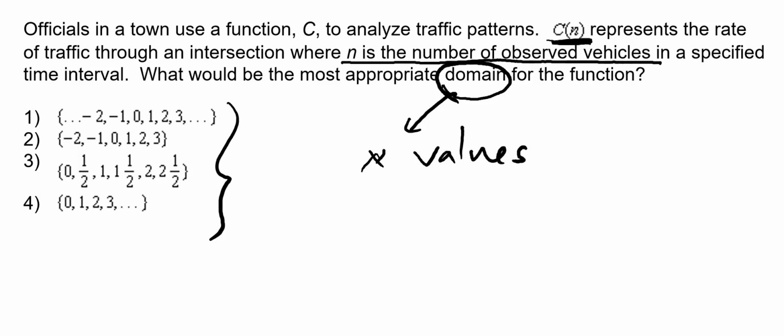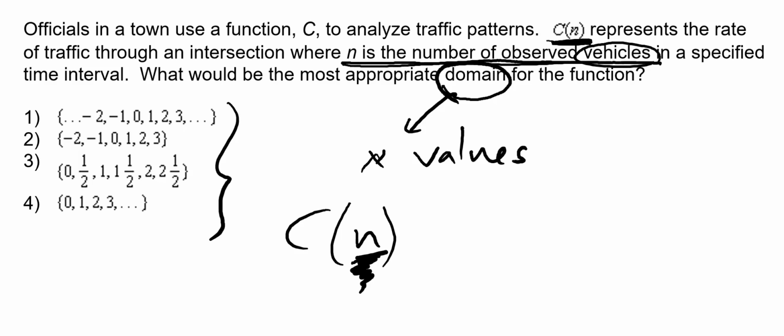So if we read this again, our function is c of n, where n, the thing we're plugging in, the input, is the number of observed vehicles. Vehicles just being cars, trucks. So the question becomes, which one of these makes sense to represent the number of cars, trucks, buses that pass by?